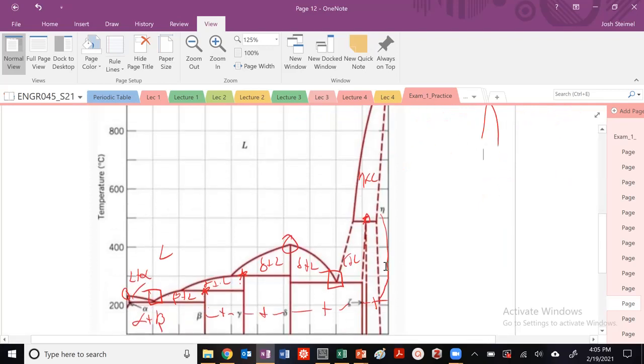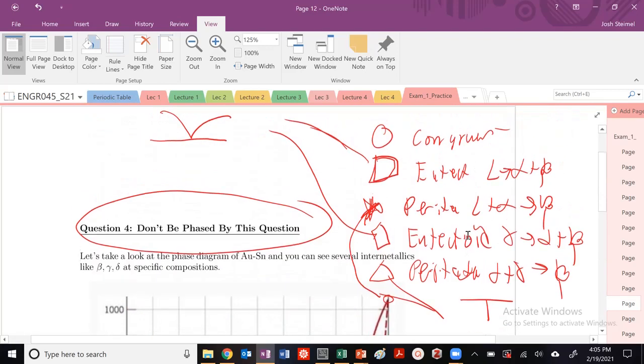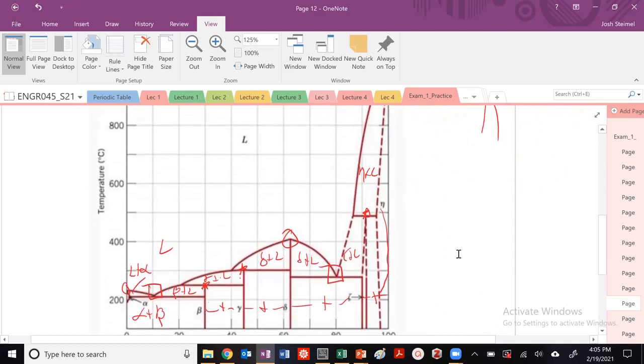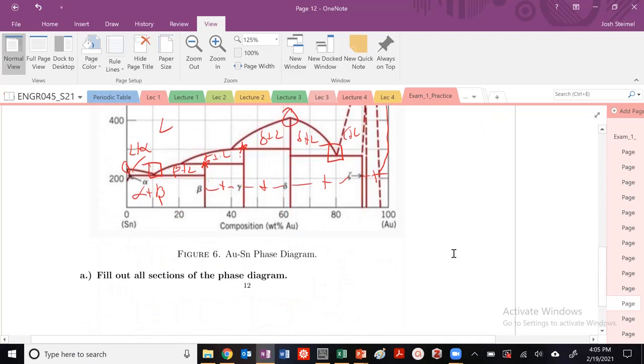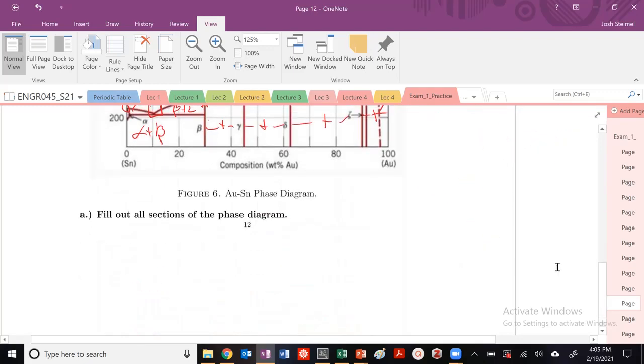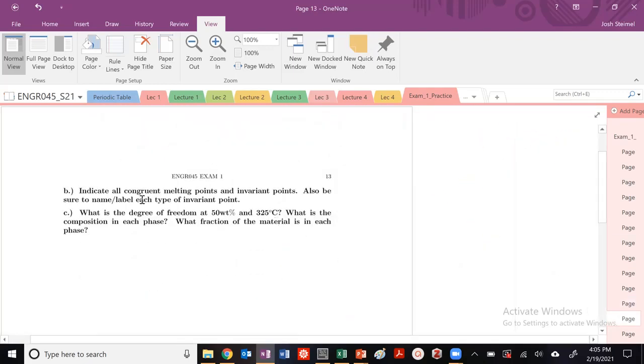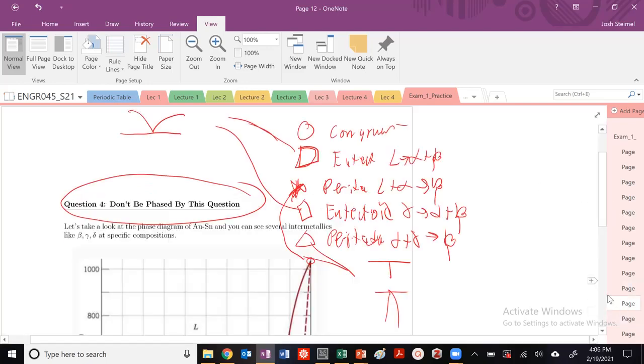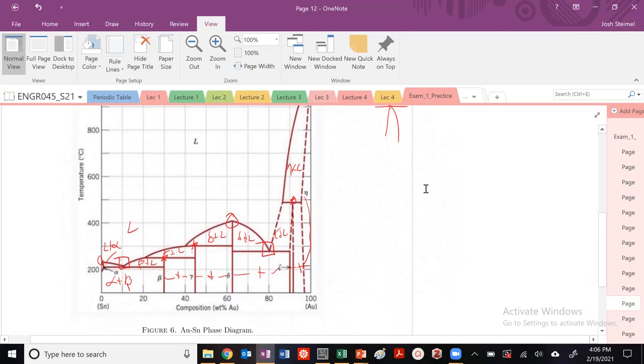Let's see what else is going on here. But yeah, that's essentially what we've got. Those are all our invariant points that we're working with here. So that is all we've got. Hopefully that was part of the question. Great. All right, I've indicated all my congruent melting points. I've done my invariant points, and you can label each of the invariant points, but we've already labeled them there. So that's all we've got in terms of our invariant points.